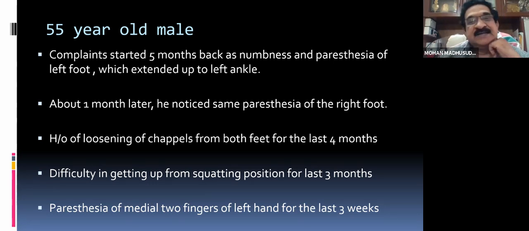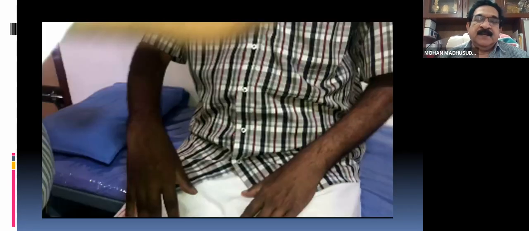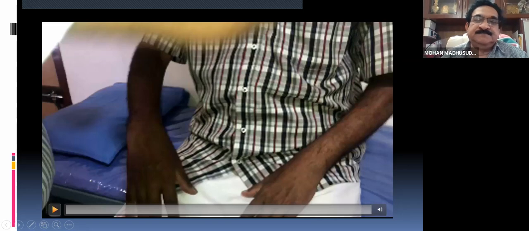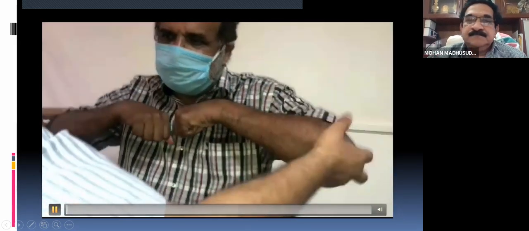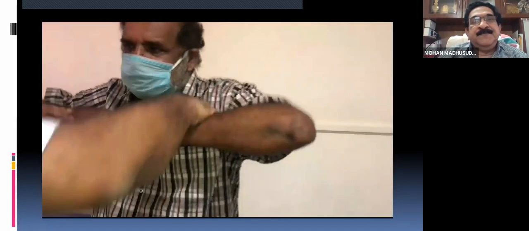It's a long case. Started 5 months back as numbness and paresthesia of the left foot, which extended up to the left ankle. One month later, the same paresthesia of the right foot. Slipping of the chappals off both feet, difficulty in getting up from squatting position for 3 months, and paresthesia of the middle two fingers of the left hand for the last 3 weeks. Now, this is the video of the patient. Upper limb power was normal.